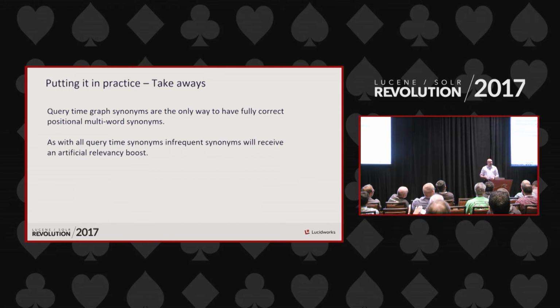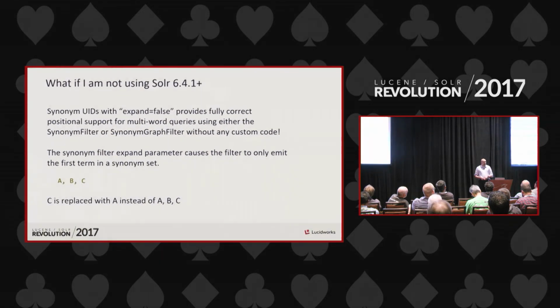The easiest way to manage that is to be selective in what you use for synonyms. The other solution we're going to talk about is, what if you're not using Solr 6.4.1? Or what if this boosting for rare synonyms really is a problem? Well, we can solve this problem with that expand=false.